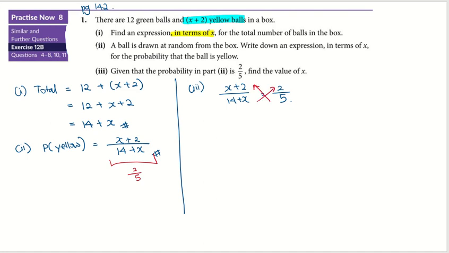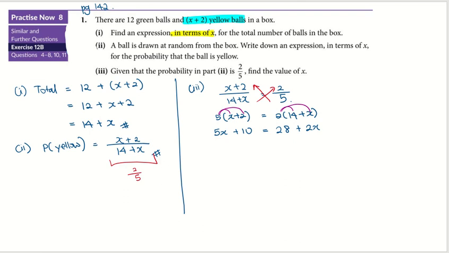Multiplying across, I have 5 times (x plus 2). Right side, 2 times (14 plus x). Removing the fraction, now we just have to do rainbow expansion on your values, one at a time. So 5 times x is 5x. 5 times 2 is 10. The other side, 2 times 14 is 28. 2 times x is 2x.